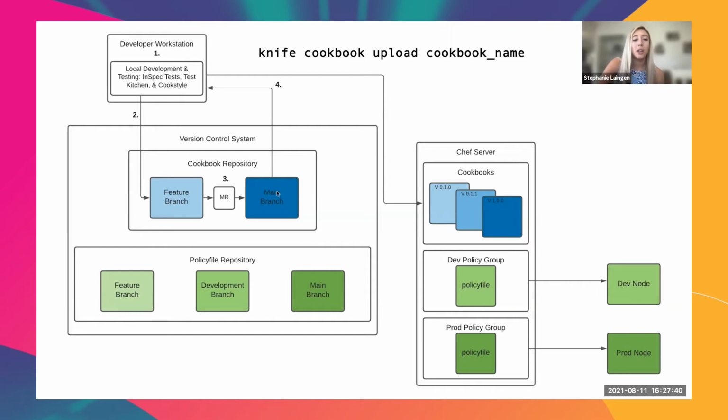So they'll start here, grab the code, and use this knife cookbook upload command to push it all the way to where the cookbooks are stored on the Chef server. This will push up the new updated version of this cookbook, ready for use by any nodes that want to use it that are connected to the Chef server.